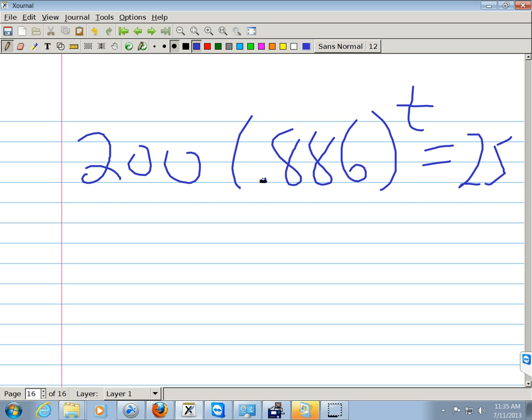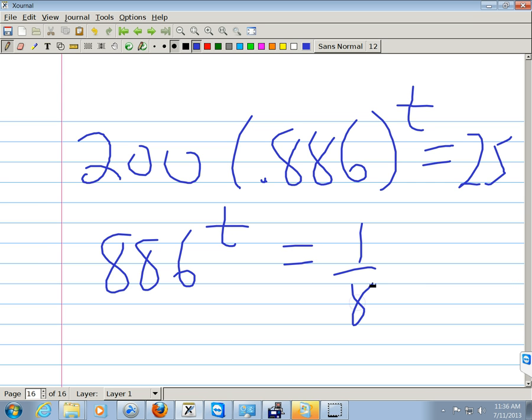Now the question is, redo this again and get an exact result. How do you do this algebraically? How do you solve for t without graphing? Divide by 200 first? Okay. What's 25 over 200, by the way? Isn't that an eighth? 8 quarters is $2. You know the 25 times table, don't you? All right, so let's divide by 200, and we get 0.886 to the t is 1/8, or 0.125 if you like. Don't forget there's a decimal here.